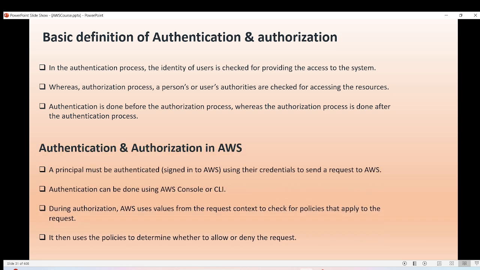Authentication and authorization in AWS. A principal must be authenticated, meaning signed into AWS using their credentials. Credentials means your username and password to send a request to AWS. Authentication can be done using the AWS console or the command line interface, that is your CLI. Then during authorization, AWS uses values from the request context to check for policies that apply to the request. It then uses the policies to determine whether to allow or deny the request.